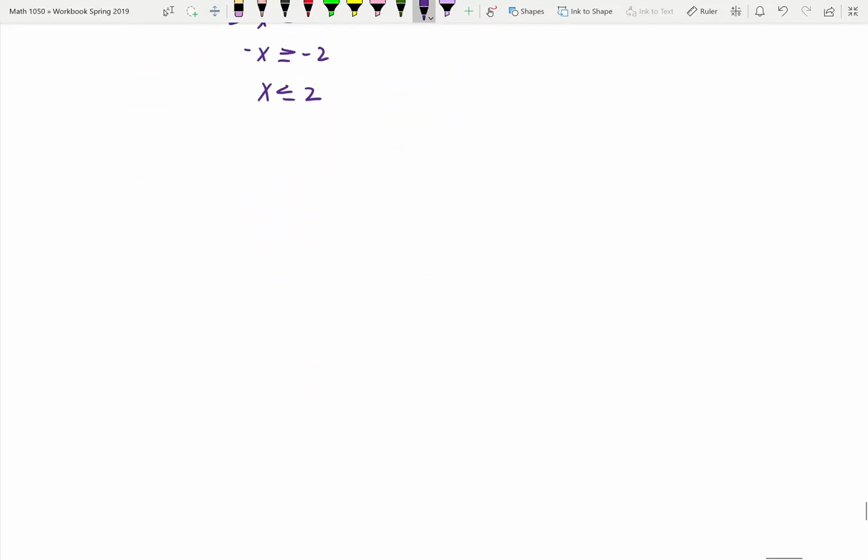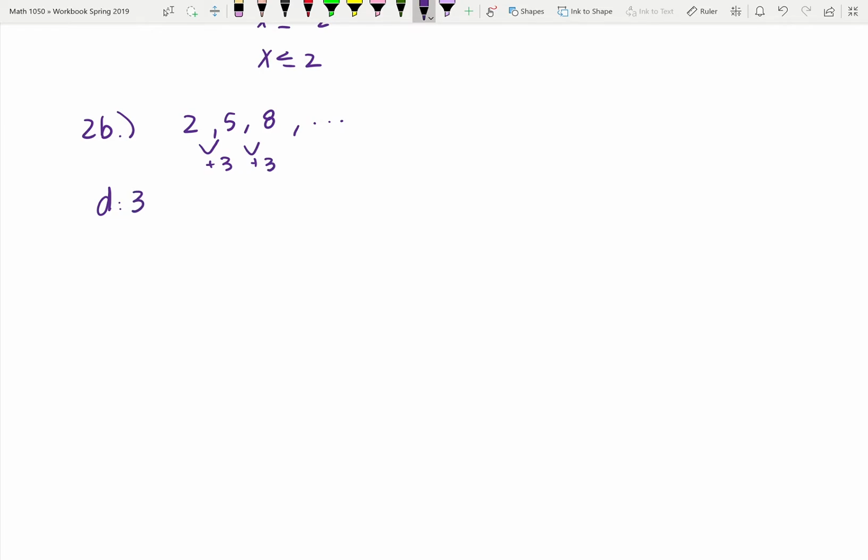Okay. Question 2b. What is the difference in this sequence? Okay. Well, that's very simple. If they're looking for a difference, I know that arithmetic, 2 plus 3 is 5, 5 plus 3 is 8, so my difference is 3.